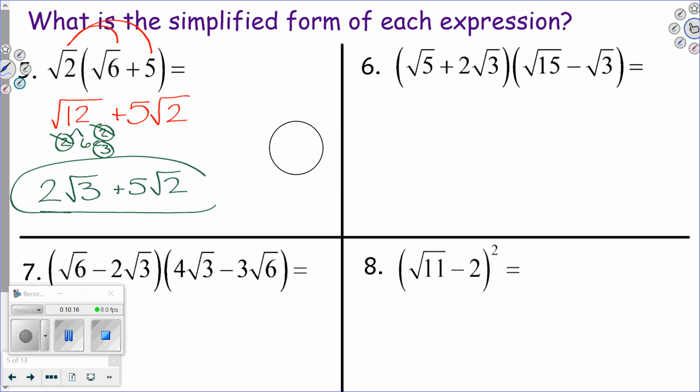The way I teach it is you're just distributing, right? If I had x plus 2 times x plus 3, I will distribute the x to both parts. And then I will distribute the 2.